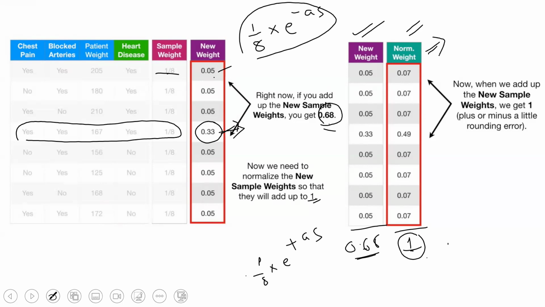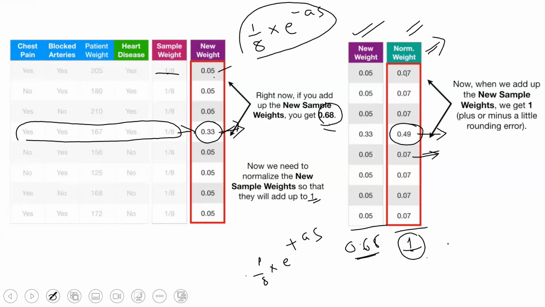If you look at this, this record has the highest weightage. The wrongly classified record has got a higher weightage now when compared to the rightly classified records. Rightly classified records just got the new weight as 0.07, whereas the wrongly classified record has a new weight of 0.49.